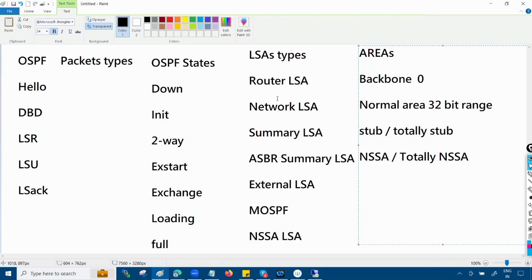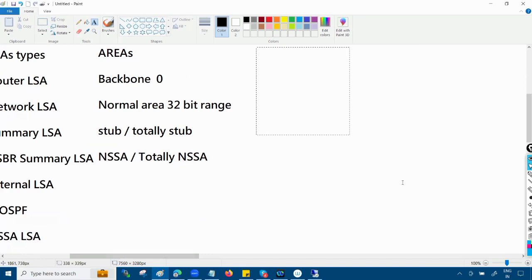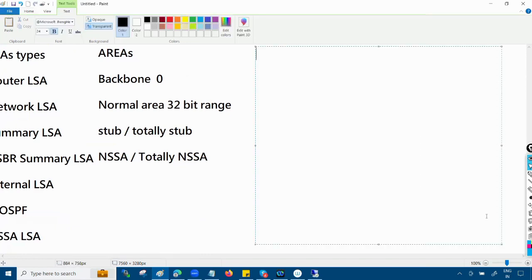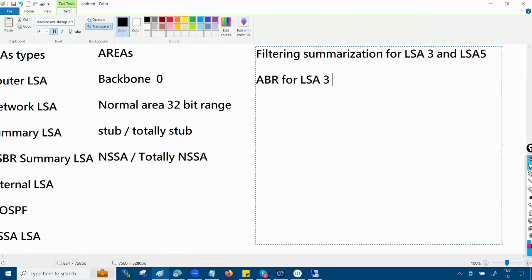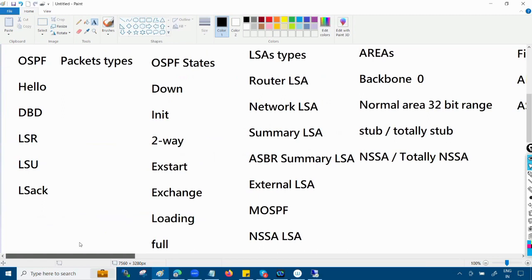Now, these are the things, right? Apart from that, if I talk about the filtering or summarization for LSA 3 and LSA 5, you can do it on an ABR for LSA 3, right? And you can do it on the ASBR for LSA 5. Now, these are the basic things that we have covered in the last 20 days, right?